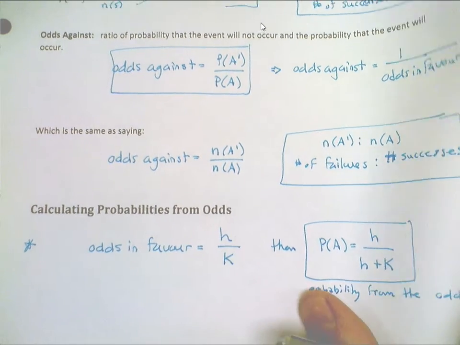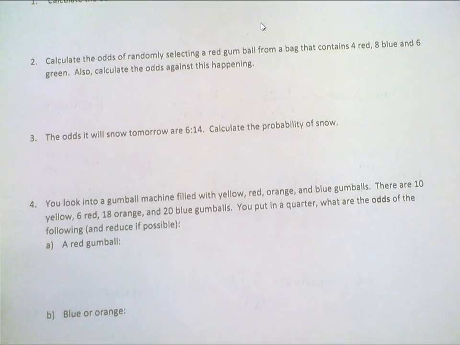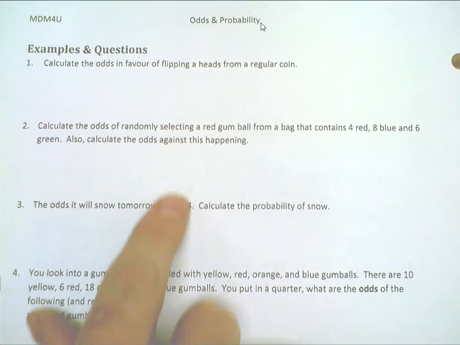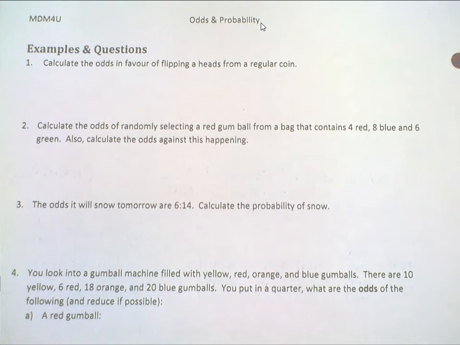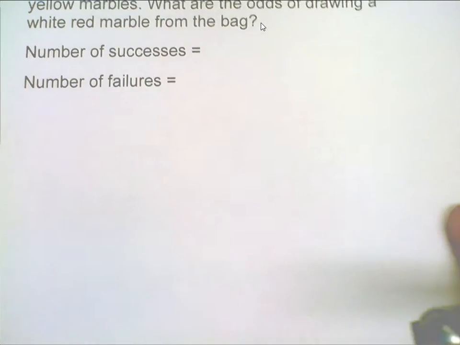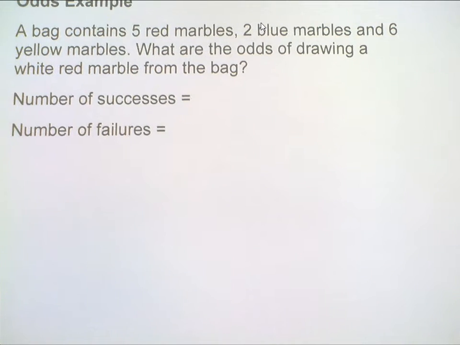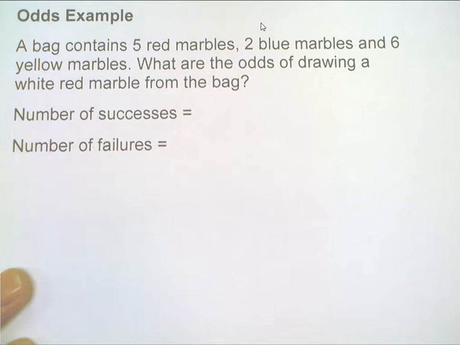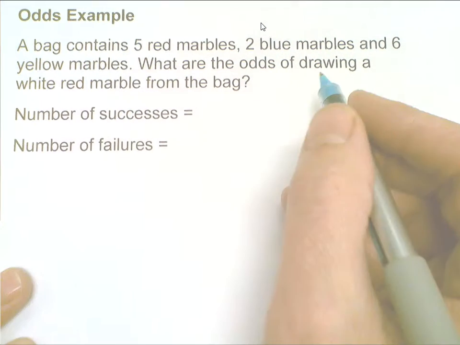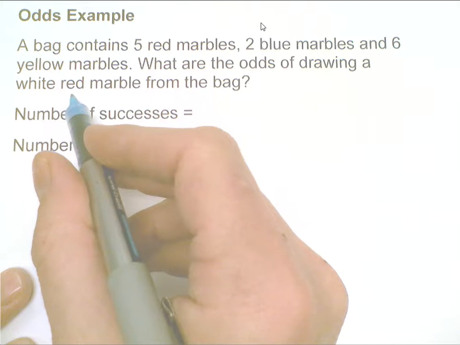Now on the back of the sheet, and in the next tutorial, it goes through all of these examples for you. Okay? So you're going to be doing those example questions in the next tutorial. However, what I'm going to do right now is show one example that you're going to follow along with, and this will be a preamble for the next examples. So odds example. Let's say you have a bag that contains 5 red marbles, 2 blue marbles, and 6 yellow marbles. What are the odds of drawing a red marble?